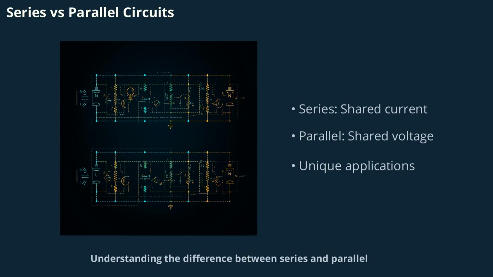Understanding the difference between series and parallel circuits is crucial for embedded hardware design. Series circuits have components connected end-to-end, sharing the same current. Parallel circuits connect components across the same voltage, allowing independent operation. Each configuration has unique characteristics and applications, from simple LED arrays to complex sensor networks.